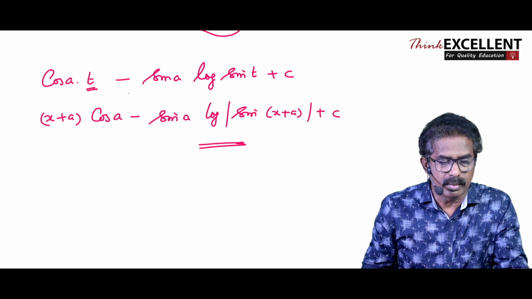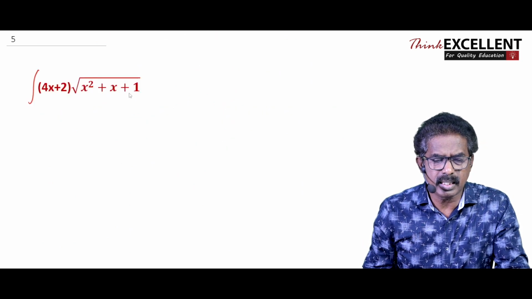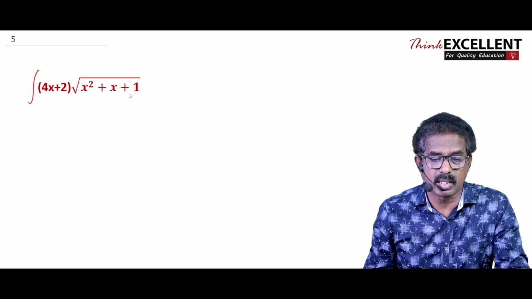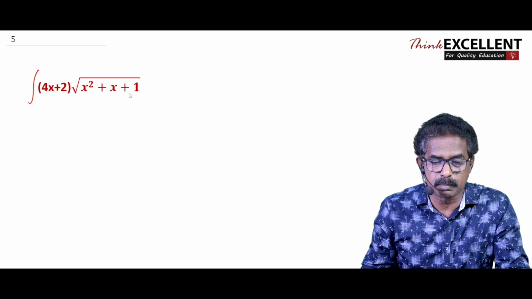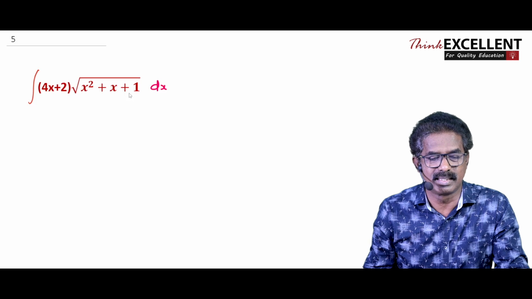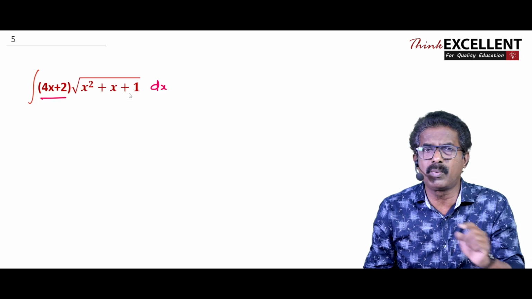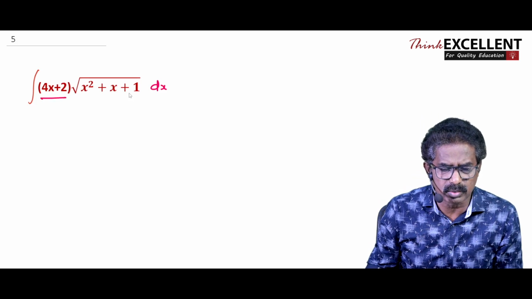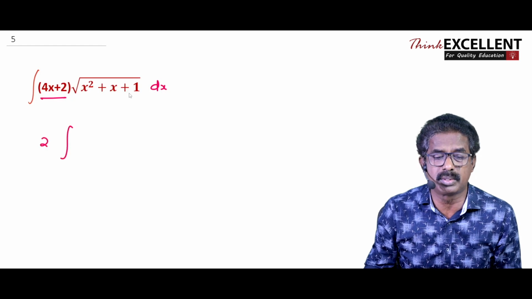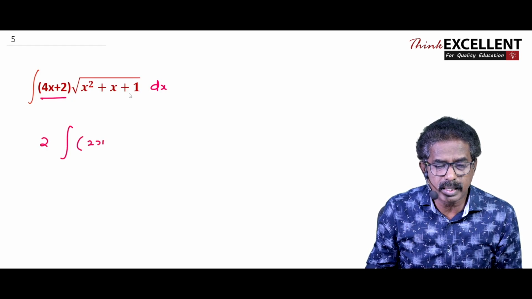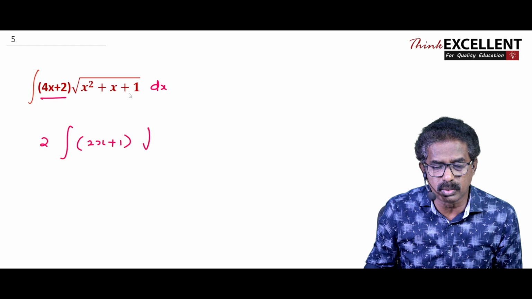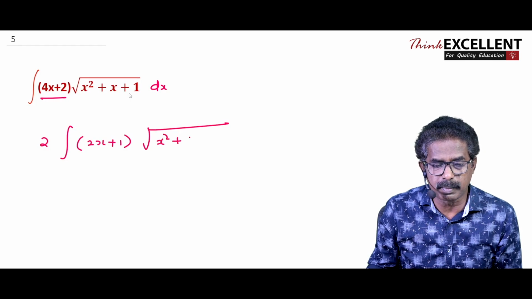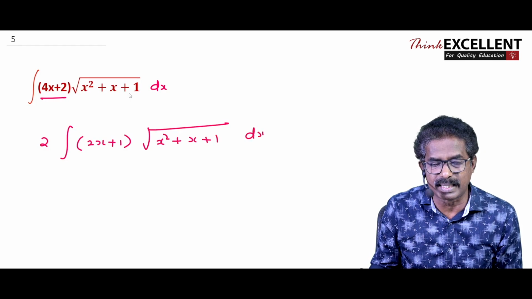Next, question number 5. Integral of 4x plus 2 root of x square plus x plus 1 dx. What is common in the first term? We can take 2 as common. So taking 2 outside, 2 into integral of 2x plus 1 into root of x square plus x plus 1 dx.